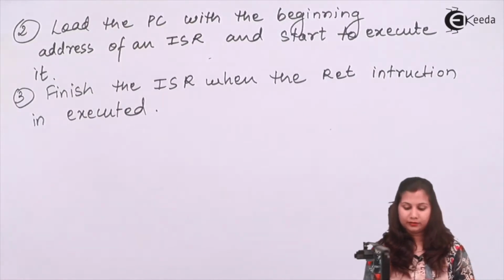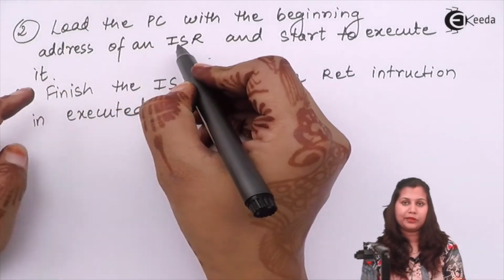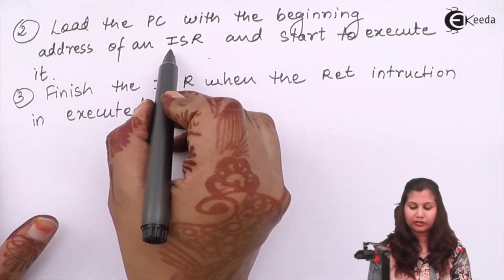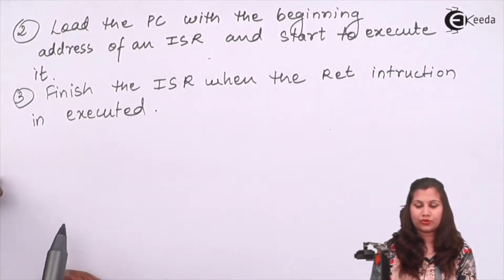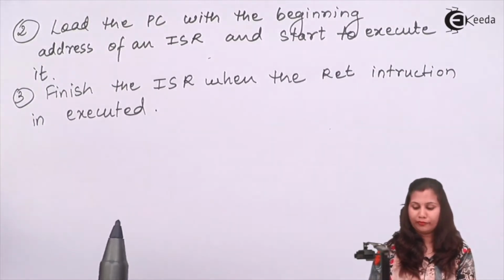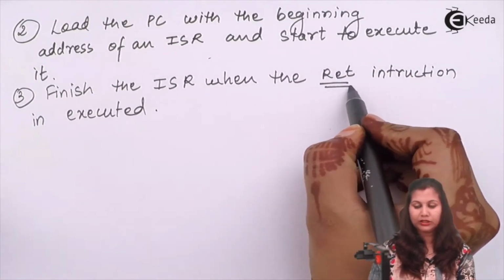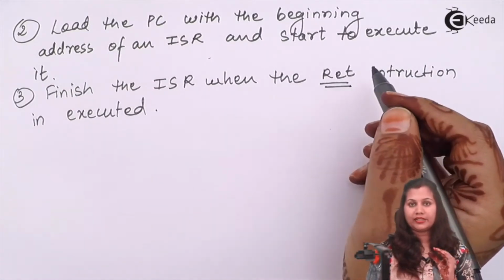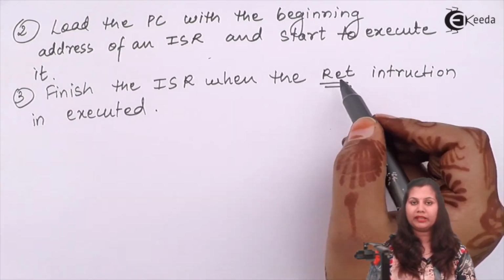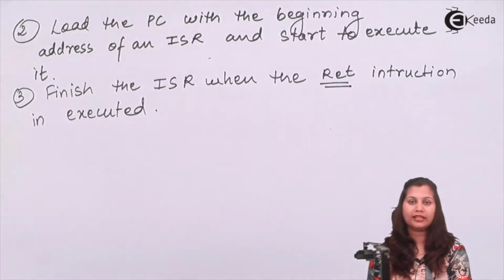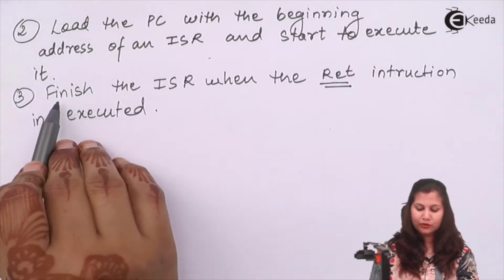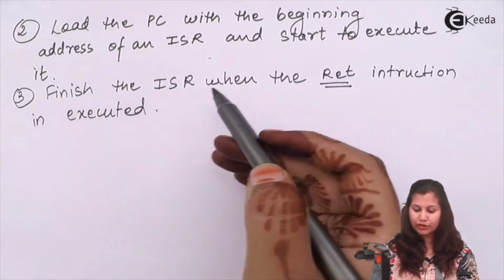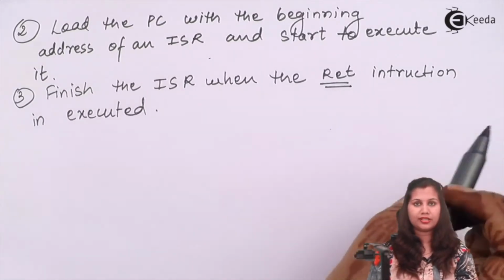In the second step, the microprocessor started executing the interrupt service routine. Now where does it stop that execution? The execution will stop when the microprocessor encounters the return instruction. When it executes this return instruction, it means the ISR has been finished and it has to return to its main program where it was interrupted. So the third step is to finish the ISR execution when the return instruction is executed.